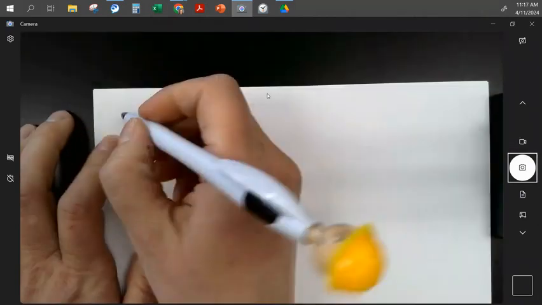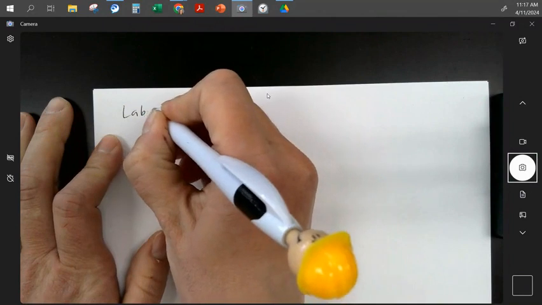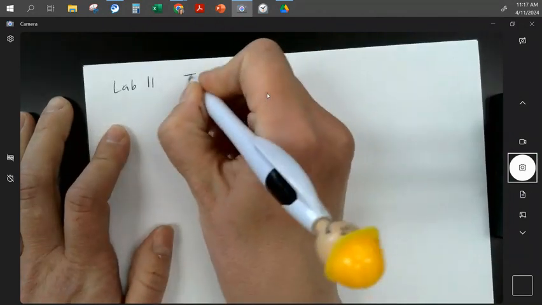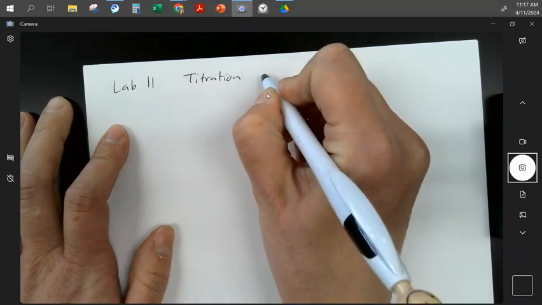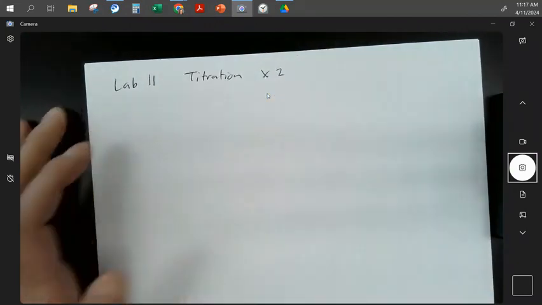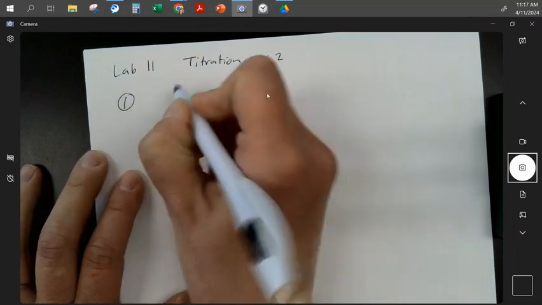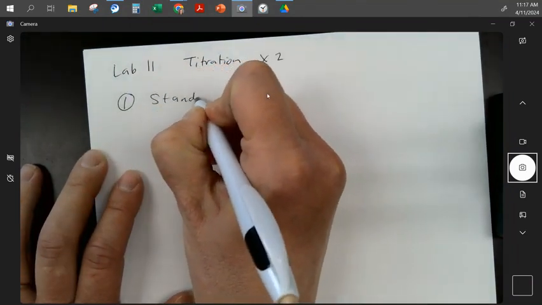All right, let's go over lab 11. Let's just talk through what you're going to do. I'm going to show you also what you're going to do. So in lab 11, let's outline. You're going to do a titration. You're actually going to do two different types of titrations. The first one is called a standardization.